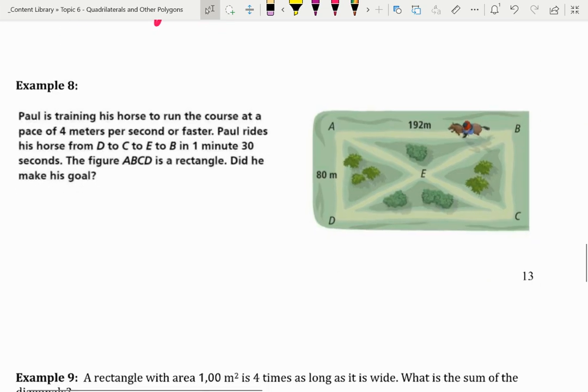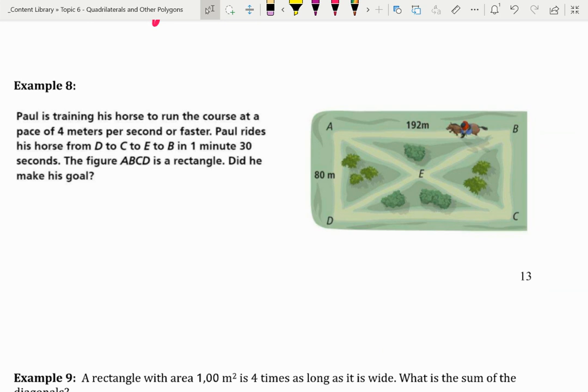Now we've got Paul over here. We're going to do example 8 and then we're going to move on to squares. So Paul is training his horse to run a course at the pace of 4 meters per second or faster. Paul rides his horse from D to C, and then C to E, and then to B. He does that in 1 minute and 30 seconds. If the figure ABCD is a rectangle, did he make his goal?